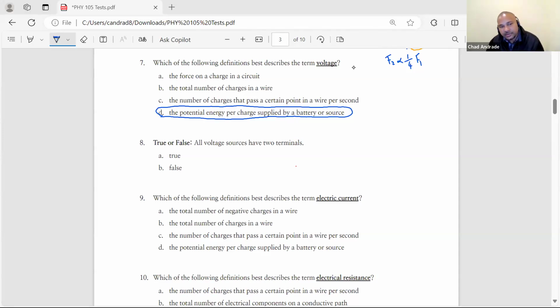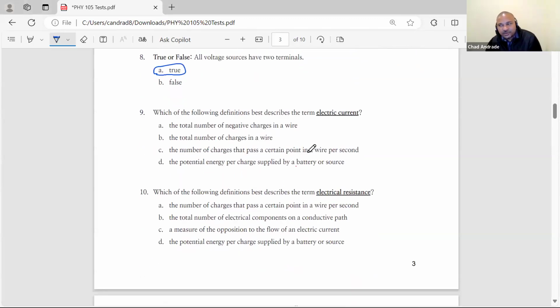And you guys can think about it. You can probably think back at every kind of voltage source: batteries, car batteries, the sockets in your walls. Every single one of them has two terminals. Sometimes you might see something that says ground. That's not necessarily a terminal. That's something that we use in circuit building. But every single voltage source has two terminals. Which of the following definitions best describes the term electric current?